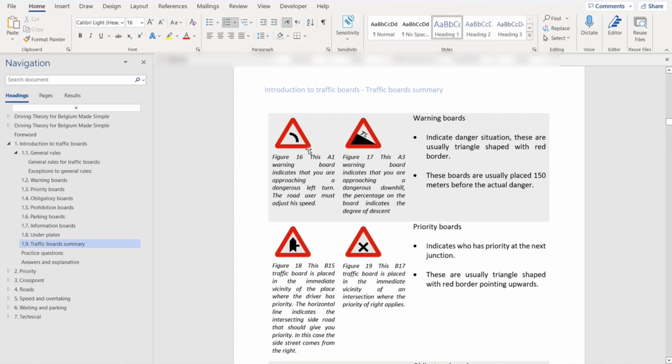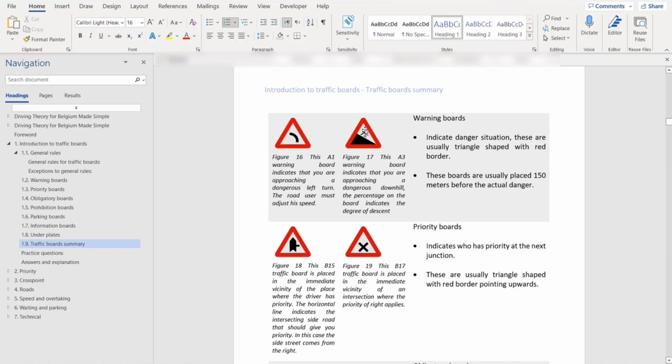On the left is a warning board which indicates that there is a road bend to the left. So as I already said, the first thing is you must read the board bottom to up. So in this case, you can easily read it bottom to up, which means you're on a road where there is a dangerous bend towards the left at a distance of 150 meters. If there's no plate indicating the distance, then by default it is 150 meters.